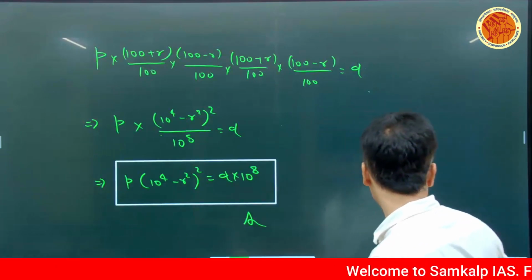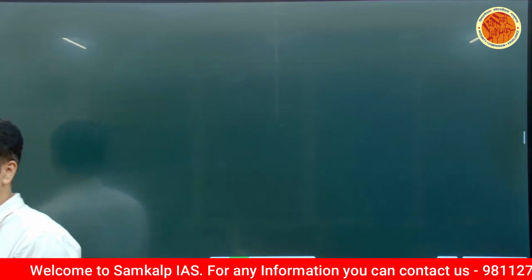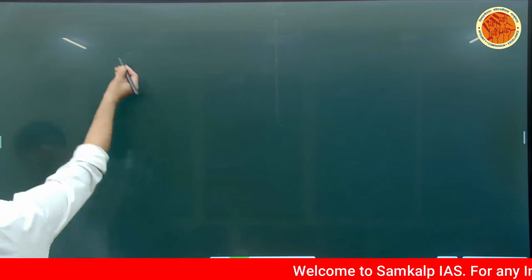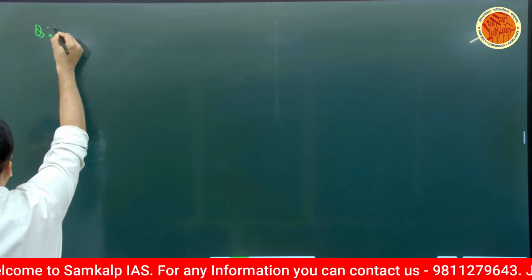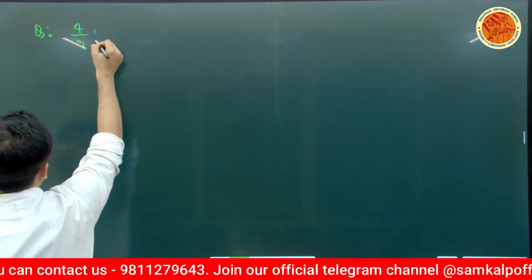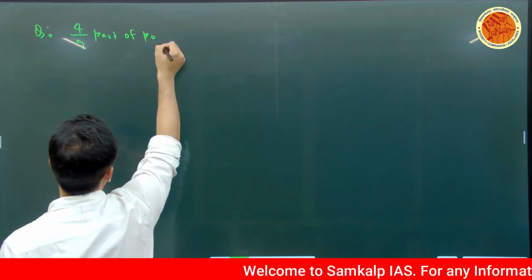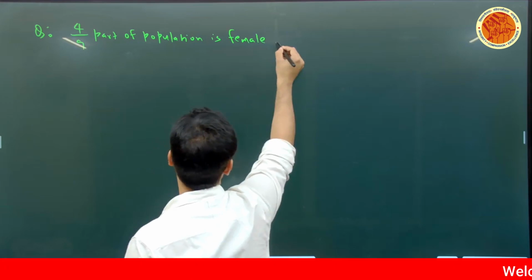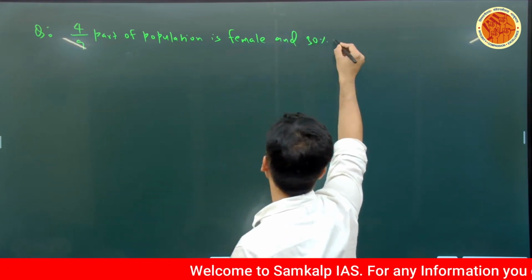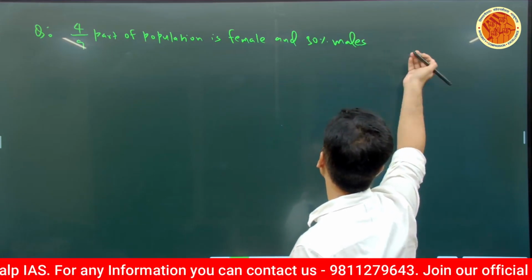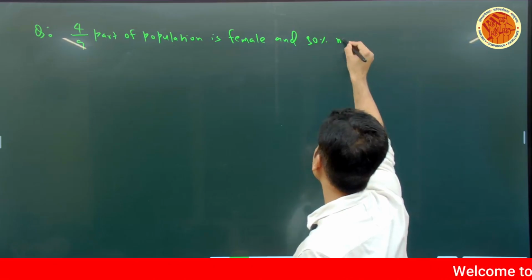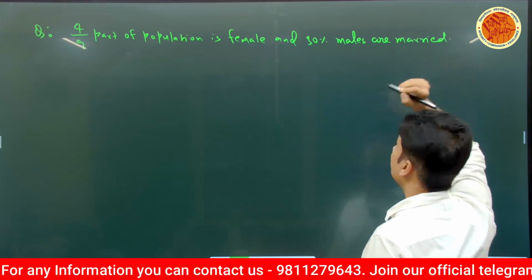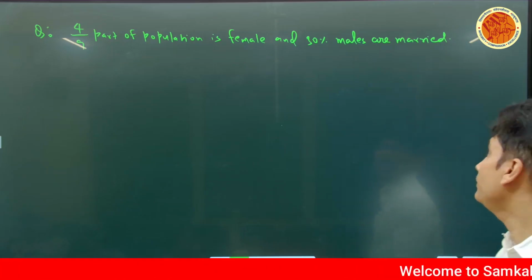This question was also asked in the CSAT CDS paper. 4/9 part of the population, I am changing the question now. 4/9 part of the population is female and 30% males are married.